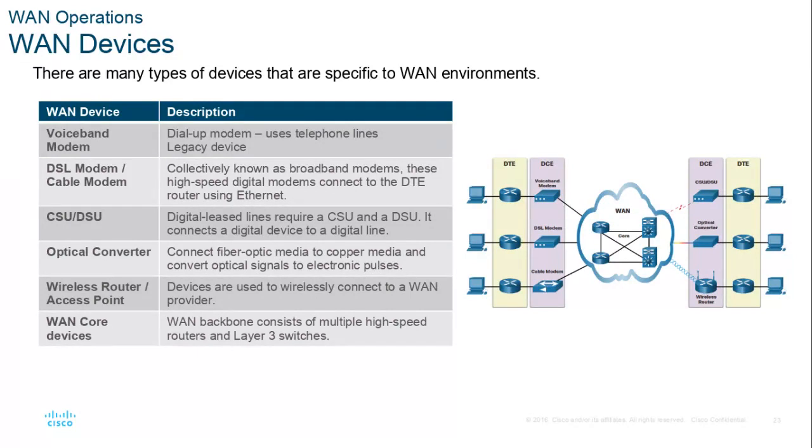A wireless router, an access point, is what you connect to a WAN provider. Some WAN providers are providing a wireless service where, instead of running a wire to your house, you'll just put up a wireless tap device, like WiMAX.